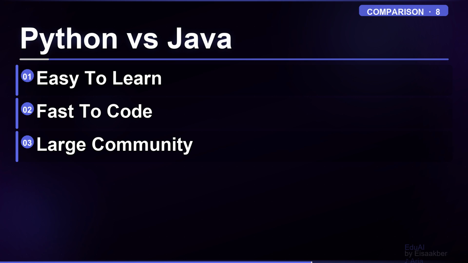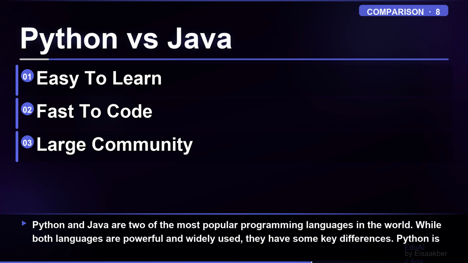Python and Java are two of the most popular programming languages in the world. While both languages are powerful and widely used, they have some key differences. Python is generally considered easier to learn and faster to code, while Java is more verbose and complex. However, Java is also more widely used in enterprise applications and is known for its platform independence.